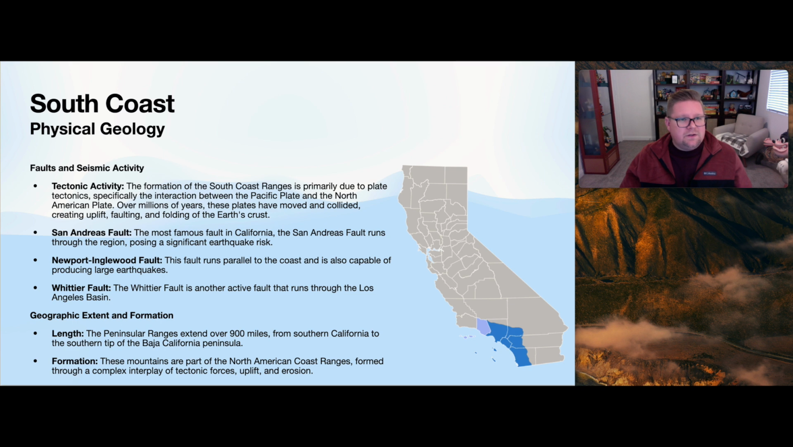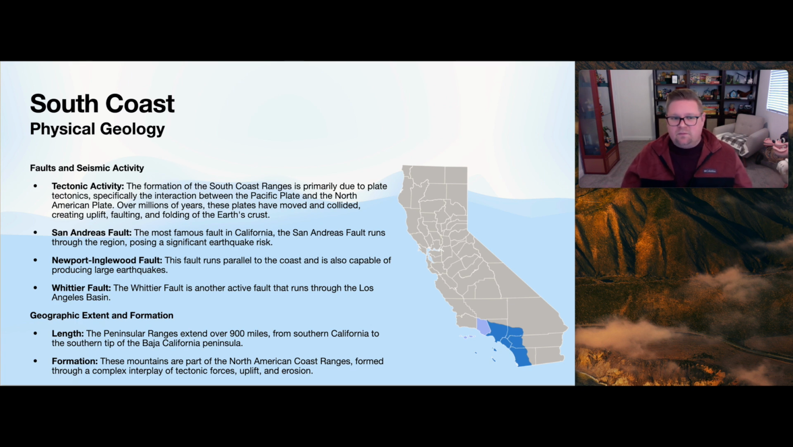All right, so faults and seismic activity. The formation of the South Coast is primarily due, again, to tectonics, specifically the interaction between the North American and the Pacific Plate. Over millions of years, these plates collided and created uplift, and voila, having our coastlines and having these inclines that exist along our beach face.